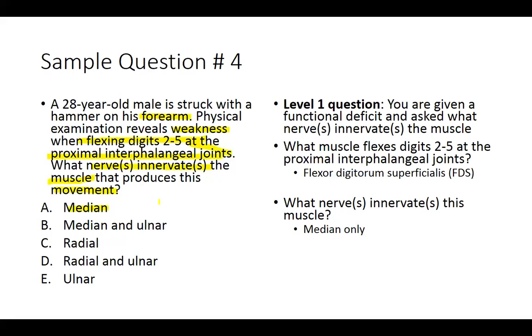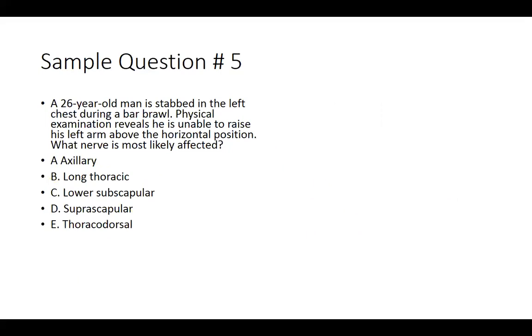And I knew median did it because I remember on the donor it's sandwiched in between the two, and superficialis is only median, whereas profundus underneath it, that also flexes digits, is median and ulnar. But it's talking about the proximal interphalangeal joints. So the key to this stuff is using the same approach and reading the question very, very carefully because you can miss things. All right, let's go to sample 5.